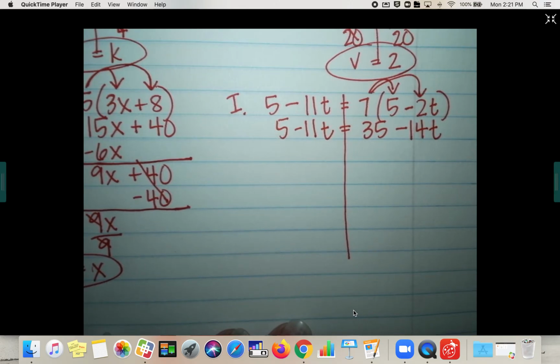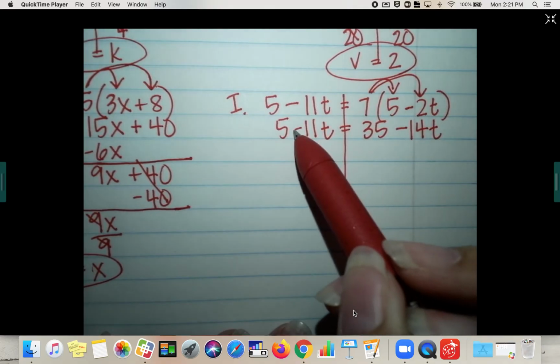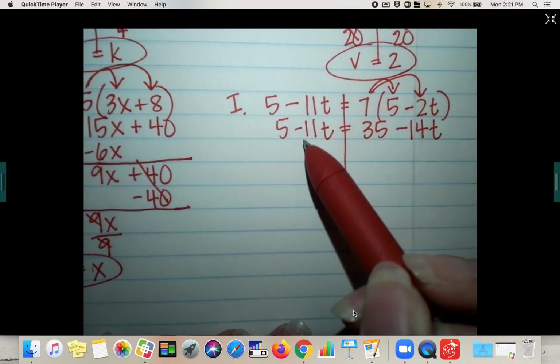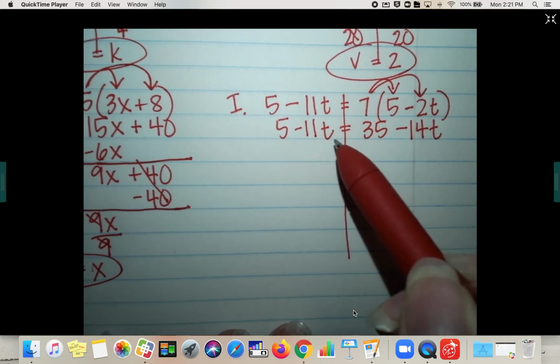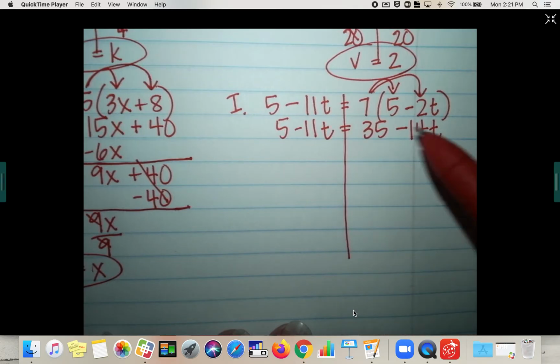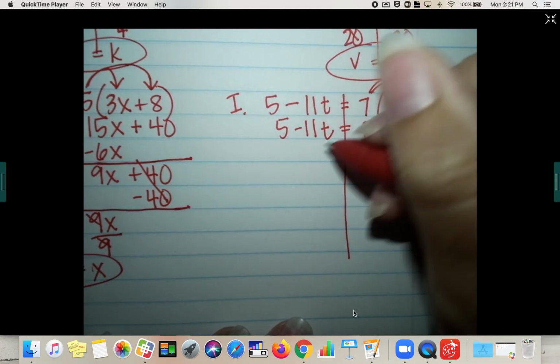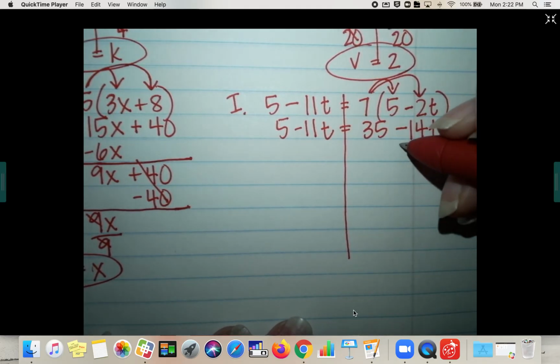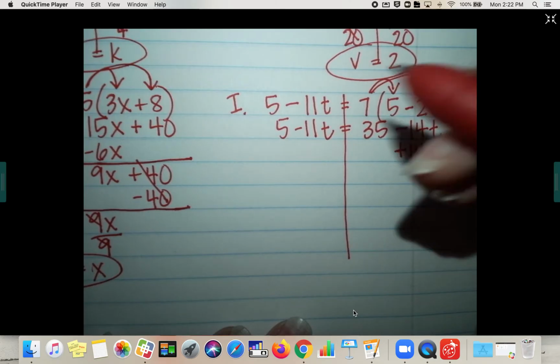Okay, we need to move one of these variables, and I noticed that they're both negative, so we're going to do the opposite of subtracting it, and we're going to add it. Doesn't matter if you add 11t or if you add 14t. I'm just trying to do my best in my head to get rid of negatives. If you want to add 11t first, you go right ahead and do that. But I'm going to choose to add 14t to both sides.